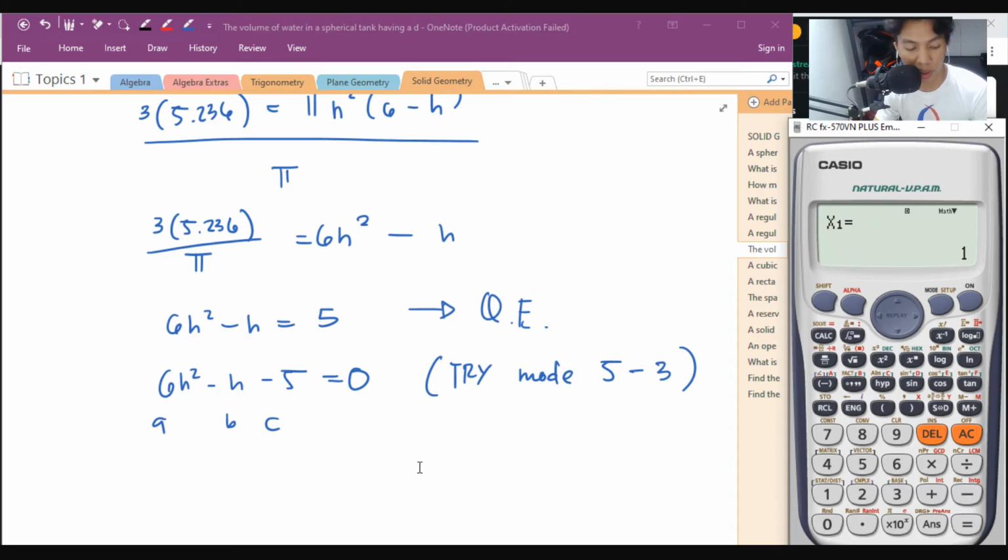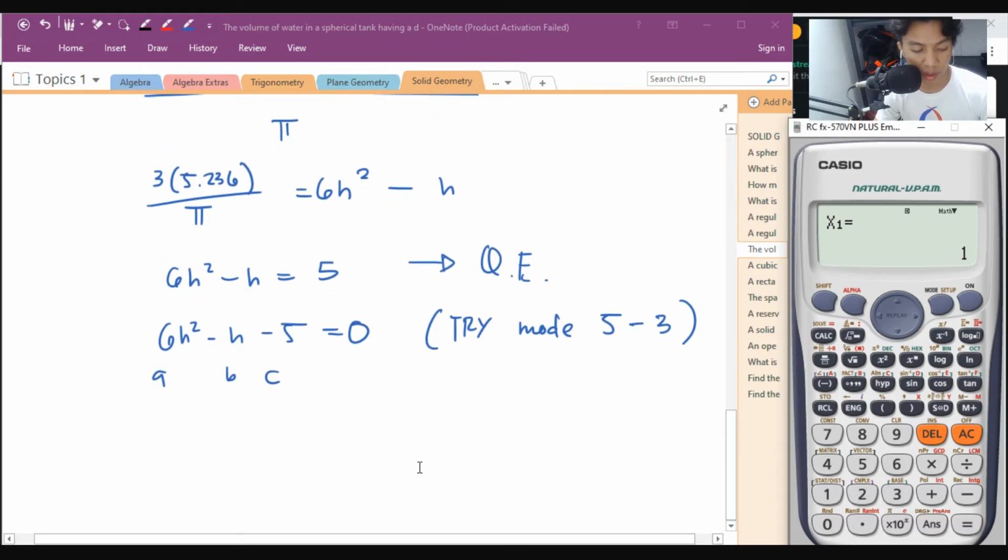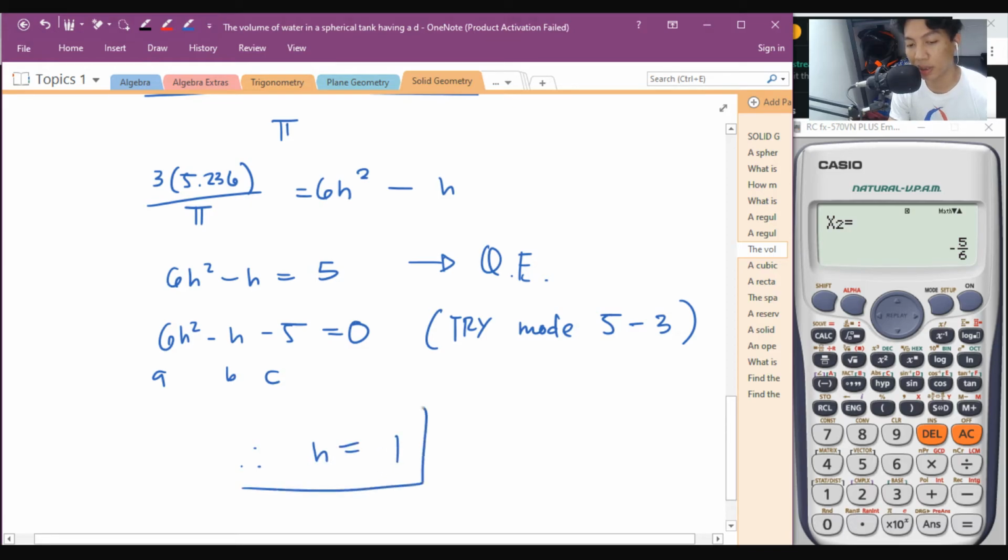So, one of them, the height is 1. Okay, that's possible. And the other one, what will be the value? X is 1, negative 5 over 6. That is not possible. This is absurd. It can't be a value, because the length has to be positive. Therefore, our height is equal to 1. We got two values, one of which is absurd. Therefore, we can say our height will be 1. Next problem.